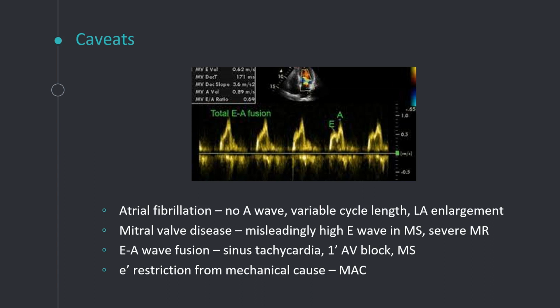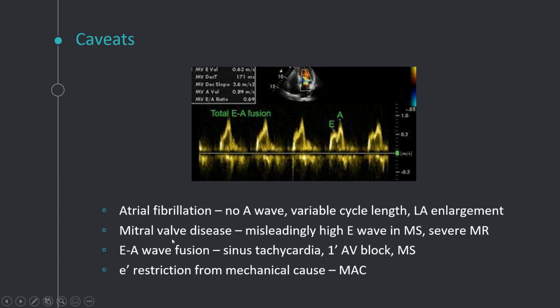So your left atrial pressure is going to be high from so much regurgitant volume going into the left atrium. So your E wave is going to be misleadingly high in these mitral valve diseases, which can be a problem in trying to assess these E to A ratio and E to E prime ratios as well.